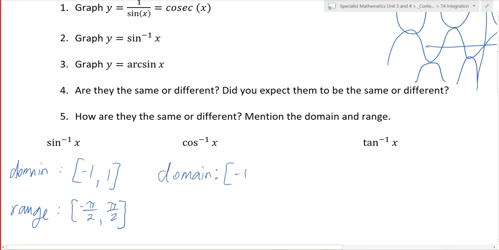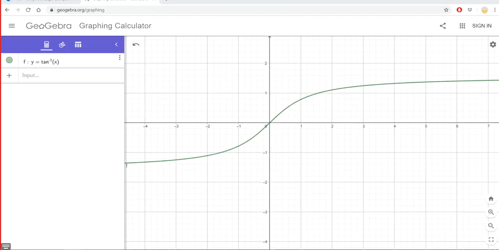The domain is -1, 1, and this time a range of 0 and pi. Okay, so arc cos, this is the same as arc cos. And that's the domain and range for arc cos.